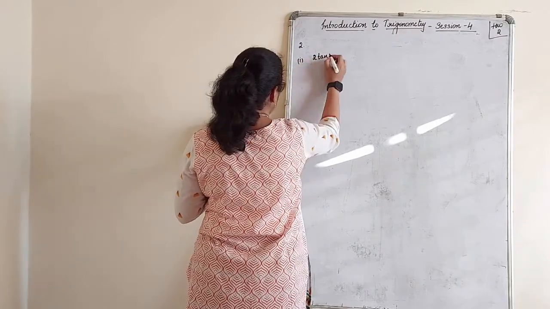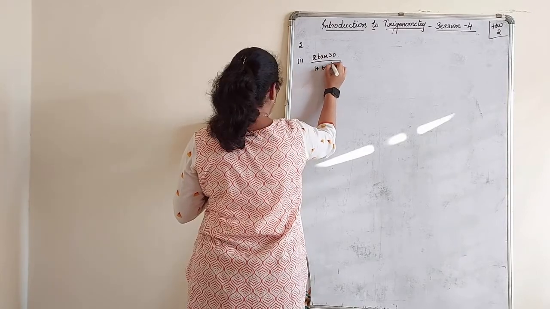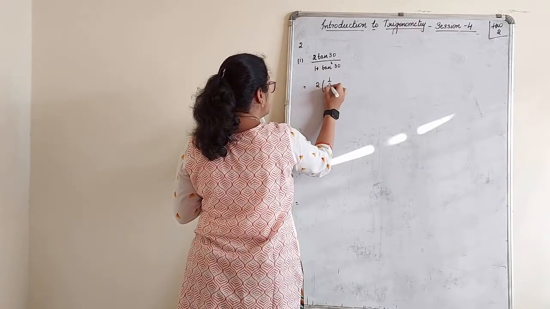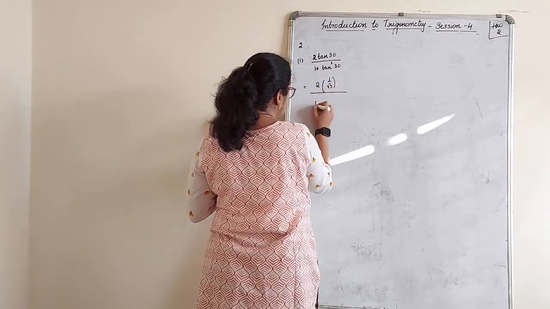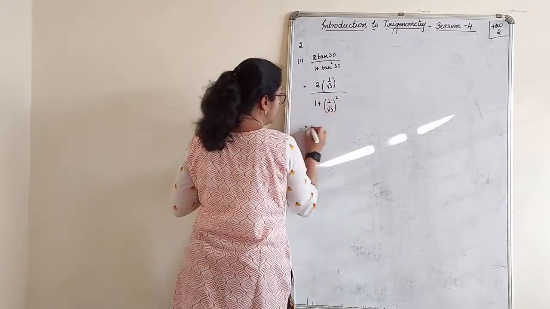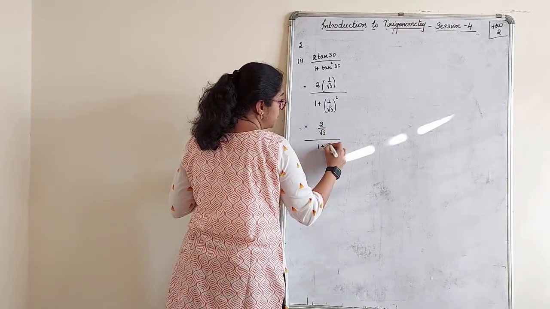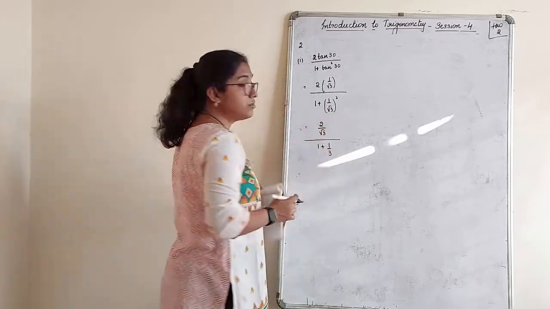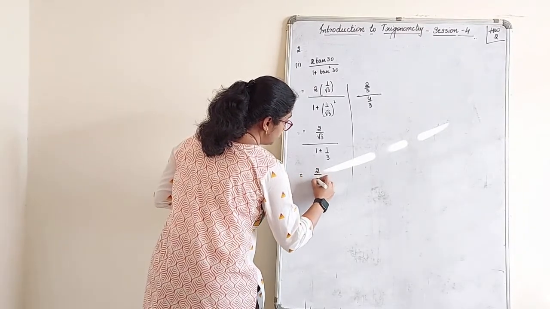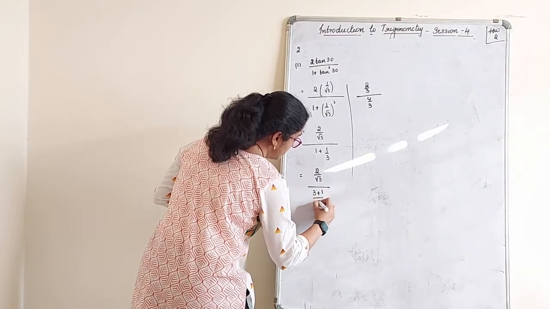2 tan 30 divided by 1 plus tan square 30. So what is tan 30? 1 by root 3. What is the same thing? 1 plus 1 by root 3 whole square. So this is 2 by root 3 whole divided by 1 plus 1 by 3. Why? Because root 3 square is 3. Okay, so 2 by root 3 divided by 3 plus 1 upon 3.